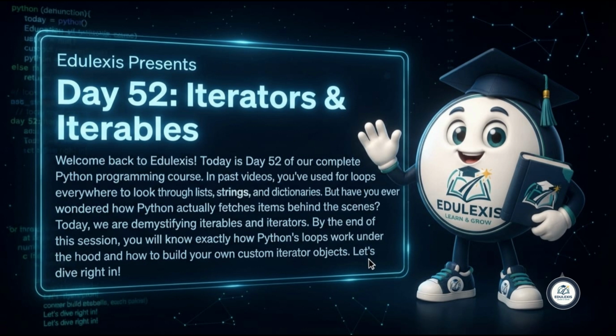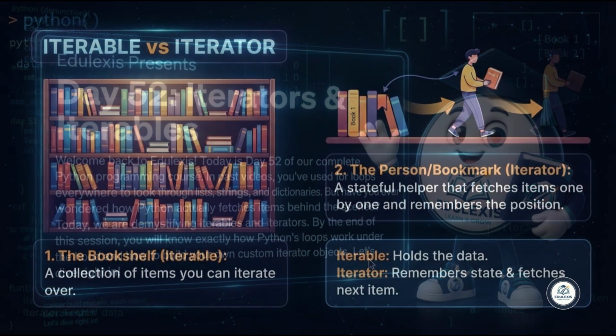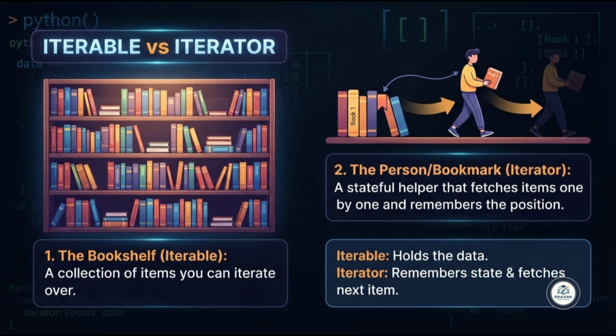Let's dive right in. Action: show a clean title slide with day 52, Iterators and Iterables. To understand this clearly, let's use a simple real-world analogy. Imagine a bookshelf. The entire bookshelf filled with books is like an iterable. It's a collection of items you can look through.